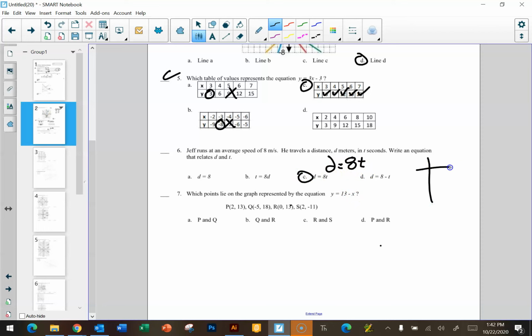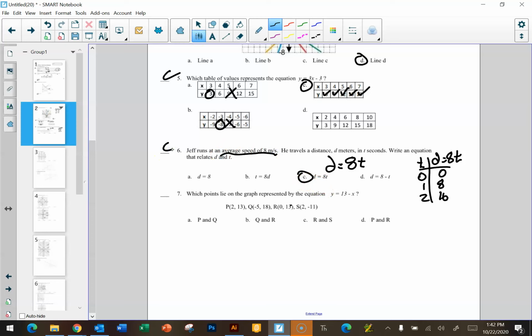And if you wanted to build a table of values for that, it's pretty easy. T, and D equals 8t, and just see if it makes sense. If there's no time, well, 8 times 0 is 0, so that makes sense. If Jeff goes for 1 second, D is going to be 8 times 1 is 8 meters, so that makes sense. He travels 8 meters in every second, which means for 2, he should go 16, shouldn't he? So even if you choose to do a table of values on that one, it'll make sense based on what we know about his average speed of 8 meters a second. So that one is indeed C.